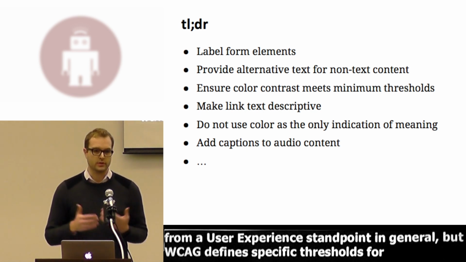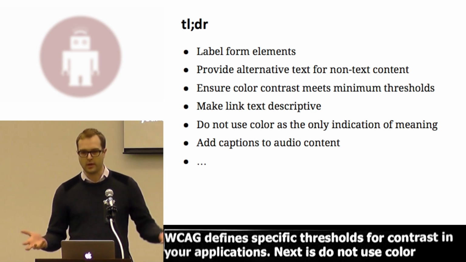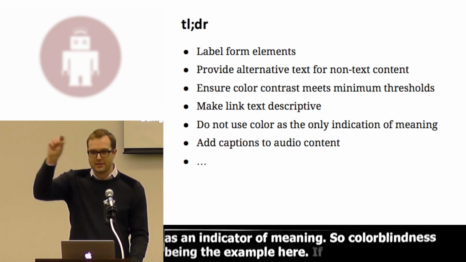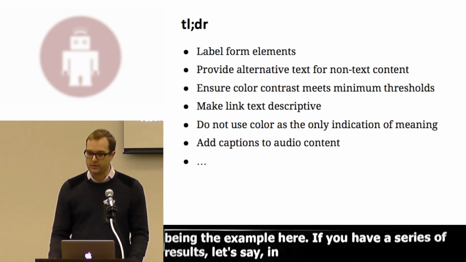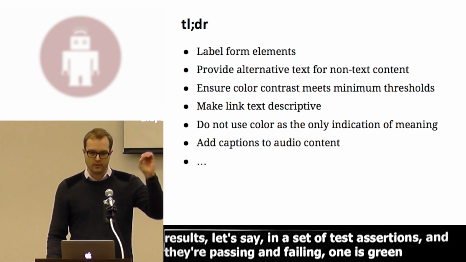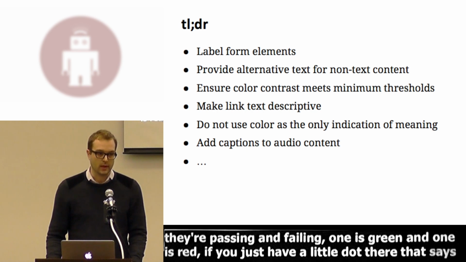Next is do not use color alone as an indicator of meaning. So color blindness being the example here. If you have a series of results, let's say, in a set of test assertions, and they're passing and failing, one is green, one is red. If you just have a little dot there that says green and red, it's not very communicative to someone who's colorblind.